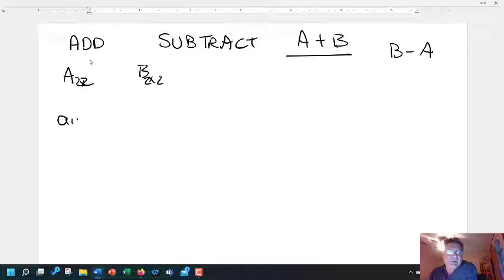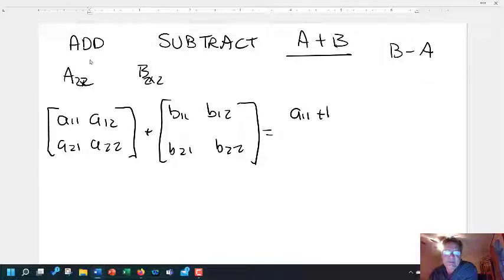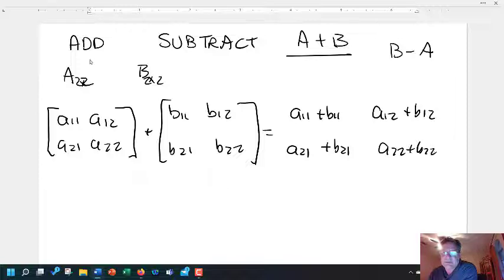So A, 2 by 2, would be A11, A12, A21, A22. B would be B11, B12, B21, B22. When we add two matrices, we add all of the corresponding entries in each row and column. So it would be A11 plus B11, A12 plus B12, A21 plus B21, and then A22 plus B22. Then we get A plus B. This is our definition of A plus B.